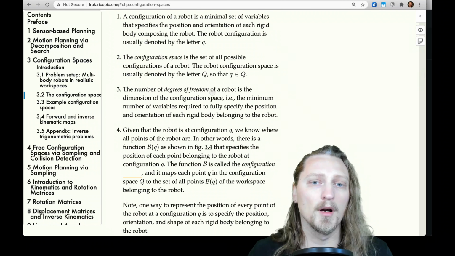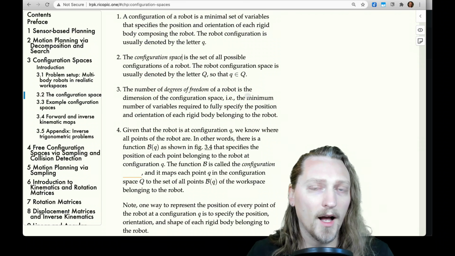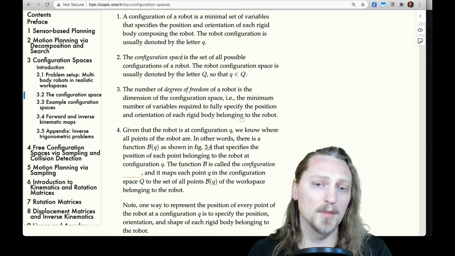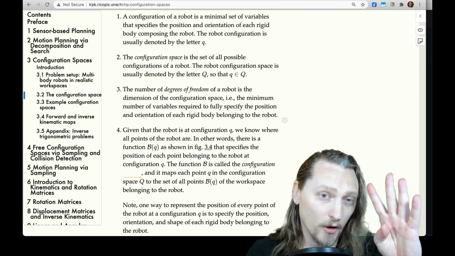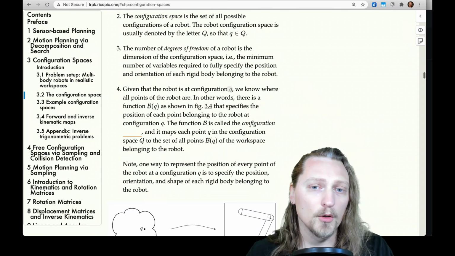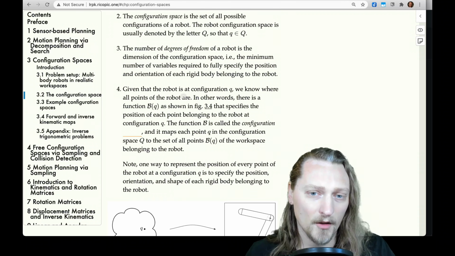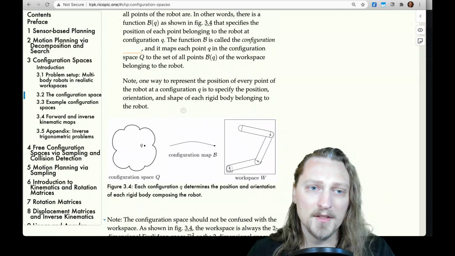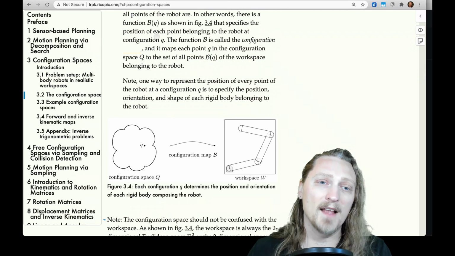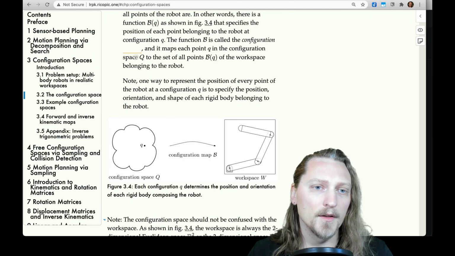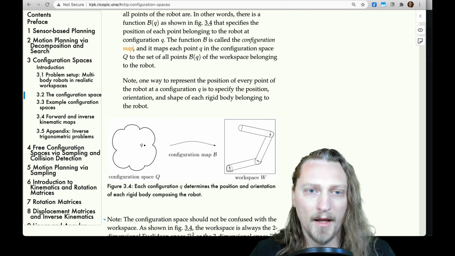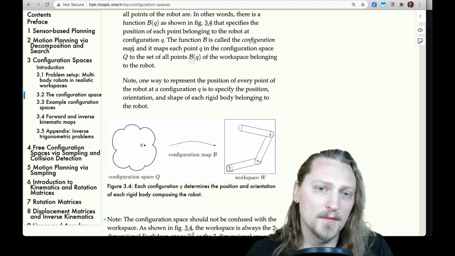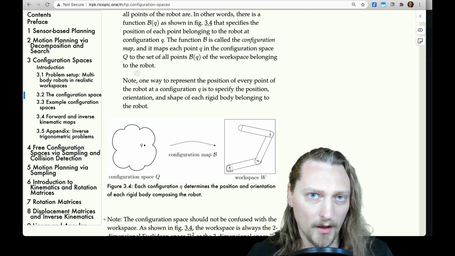Three, the number of degrees of freedom of a robot is the dimension of the configuration space, i.e., the minimum number of variables required to fully specify the position and orientation of each rigid body belonging to the robot. Four, given that the robot is at configuration q, we know where all points of the robot are. In other words, there is a function B of q, as shown in figure 3.4 below, that specifies the position of each point belonging to the robot at configuration q. The function B is called the configuration map, and it maps each point q in the configuration space, big Q, to the set of all points B of q of the workspace belonging to the robot.